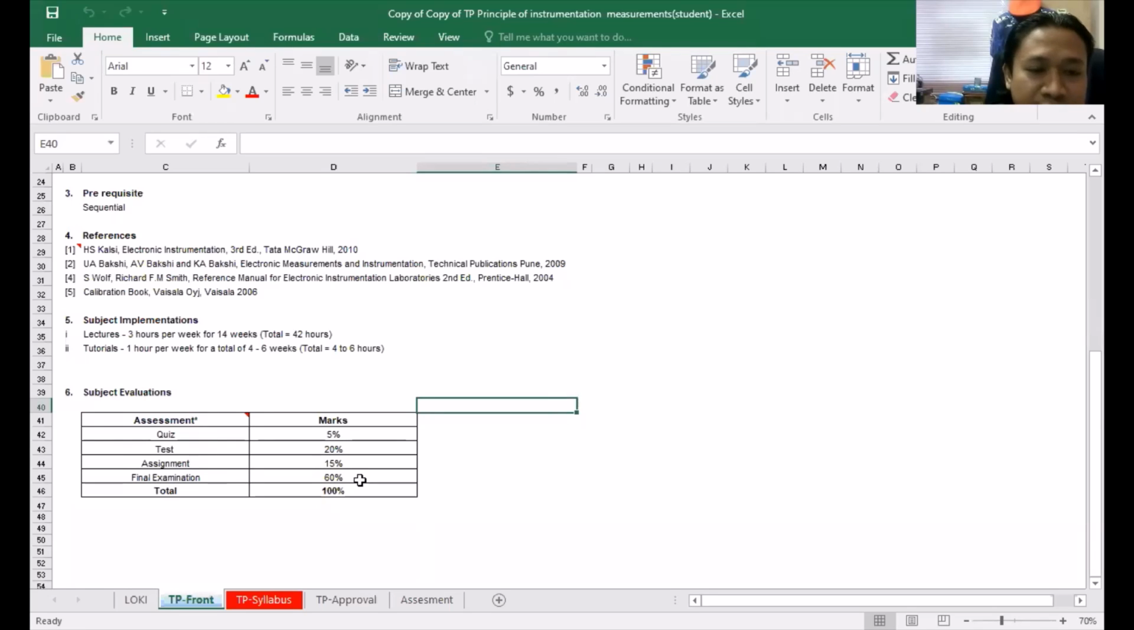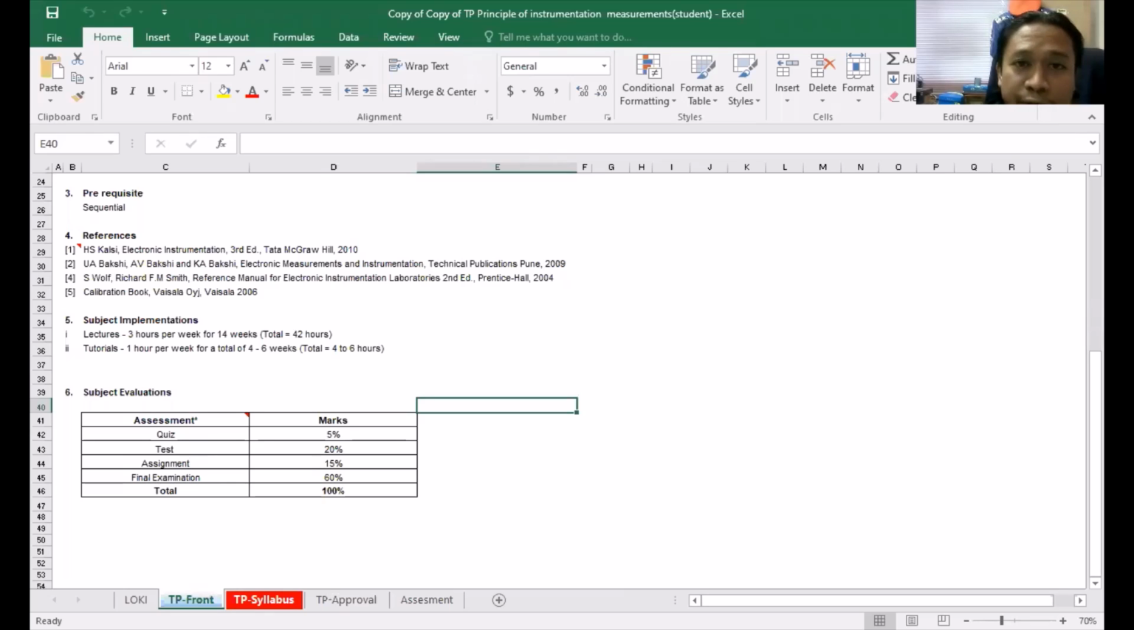We have one test, which we call the midterm test. The assignment will maybe be a group assignment. We do that just because of the MCO, so maybe we can do the online assignment and also the quizzes. And then the final exam will be 60%. All right, so this is the subject assessment and evaluation.